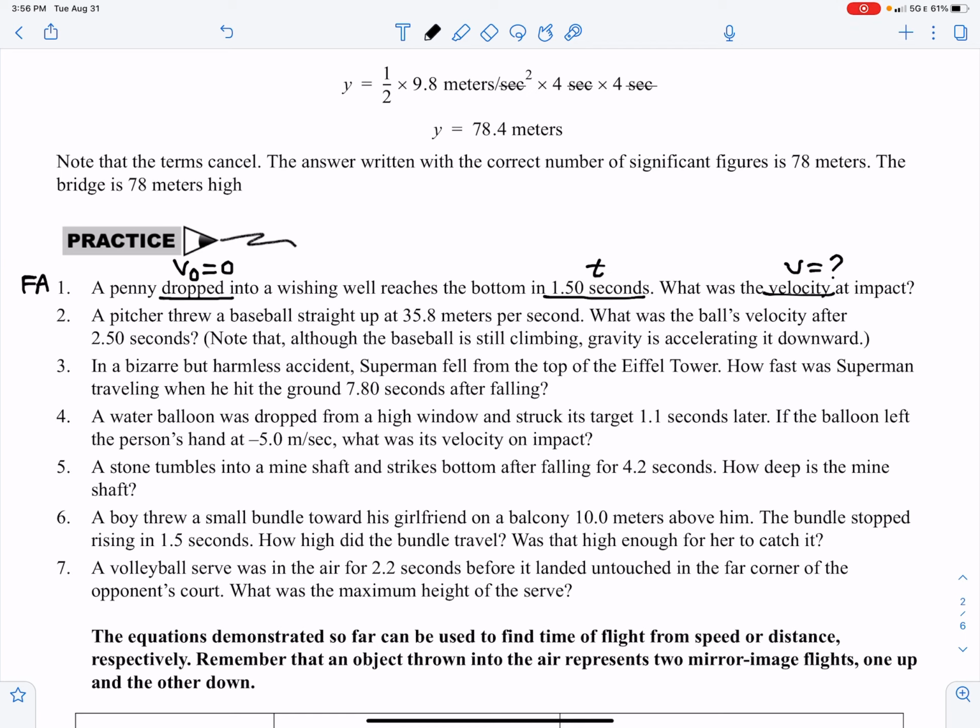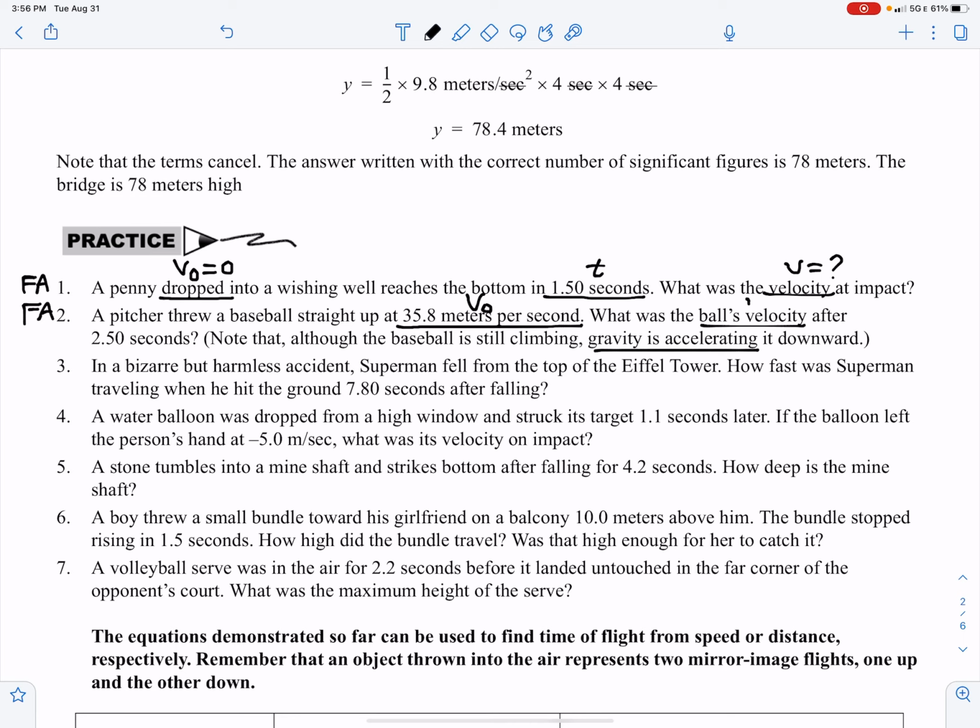A pitcher threw a baseball straight up at 35.8 meters per second. What was the ball's velocity after 2.5 seconds? It's telling us the ball's climbing, gravity is accelerating it downward. So this is another example of free fall acceleration. The pitcher threw the ball with that initial velocity, so that would be v naught.